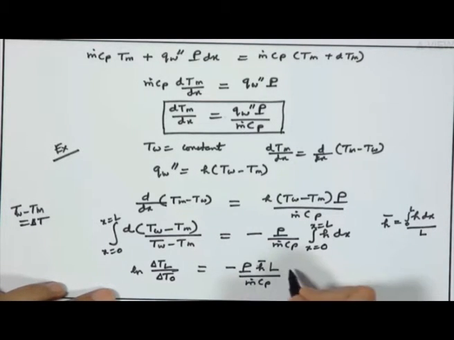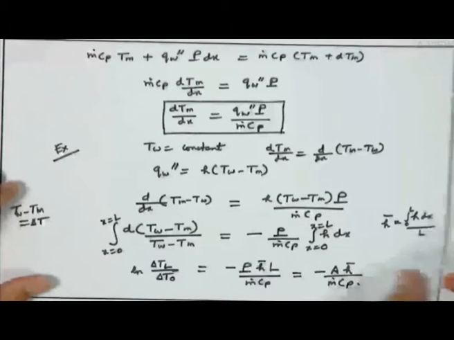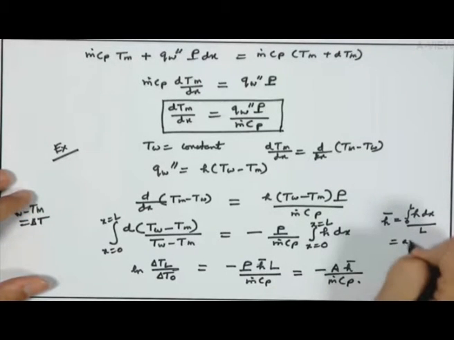Now, what is perimeter into L? Perimeter into L is the surface area of the channel. So, minus A into H bar by m dot into Cp. H bar is the average heat transfer coefficient.